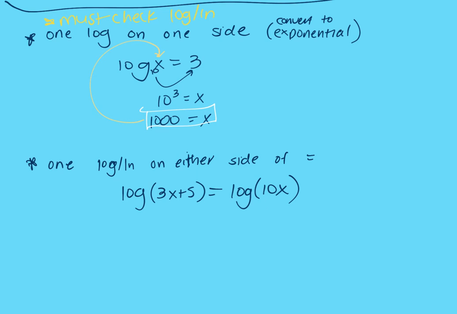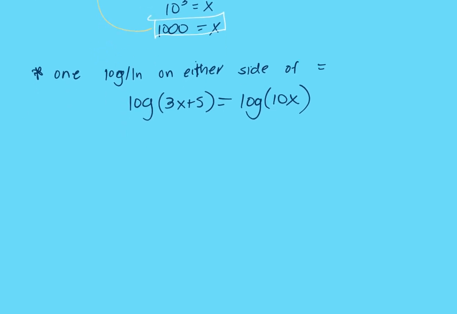As long as it's the same log on either side of the equal sign, you use the one-to-one property. So we can completely ignore the logs, and we would just set 3x plus 5 equal to 10x. Subtract the 3x. 5 equals 7x. Divide both sides by 7. And I'd get x equals 5/7.